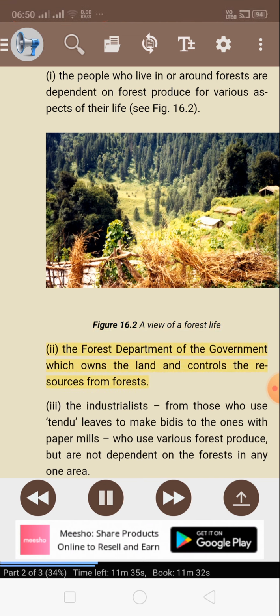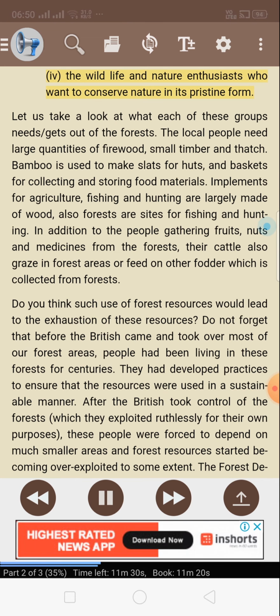II. The forest department of the government which owns the land and controls the resources from forests. III. The industrialists, from those who use tendu leaves to make bidis to the ones with paper mills, who use various forest produce but are not dependent on the forests in any one area. IV. The wildlife and nature enthusiasts who want to conserve nature in its pristine form. Let us take a look at what each of these groups needs and gets out of the forests.